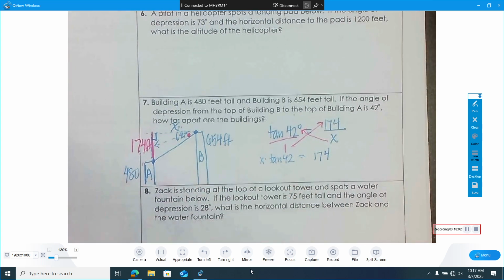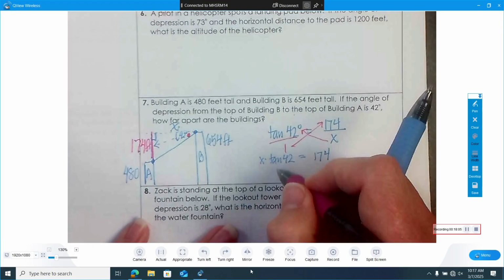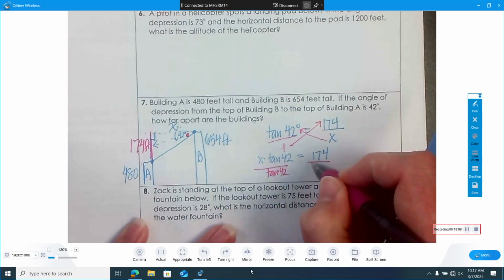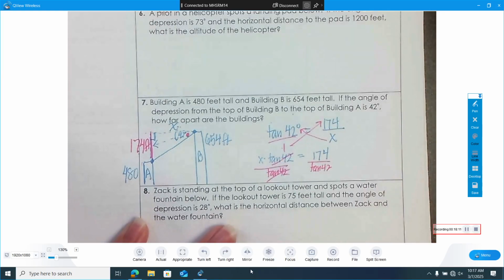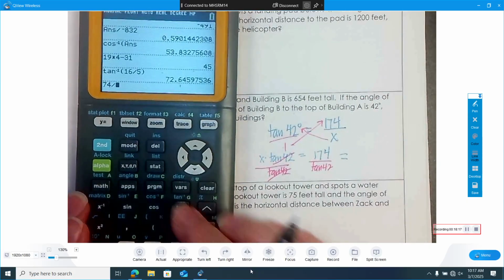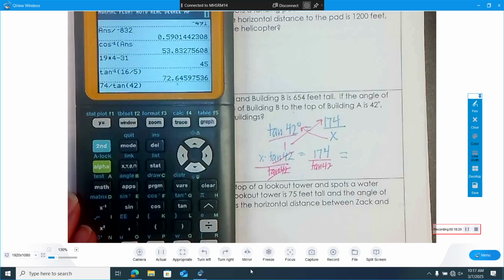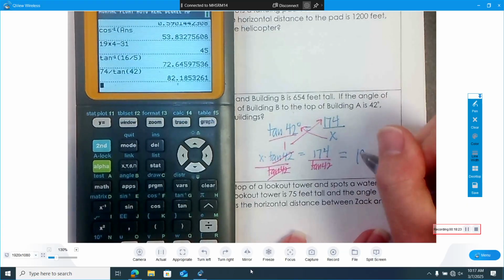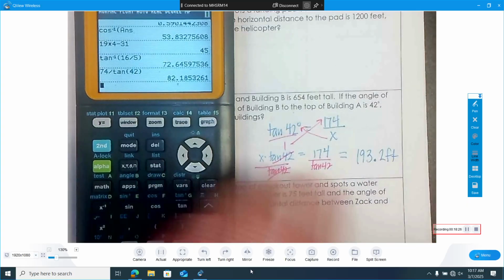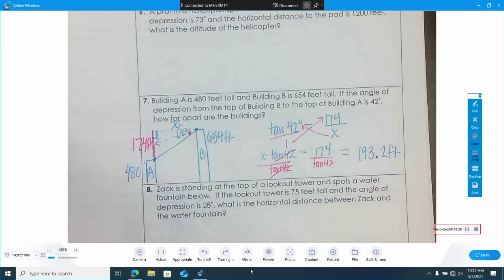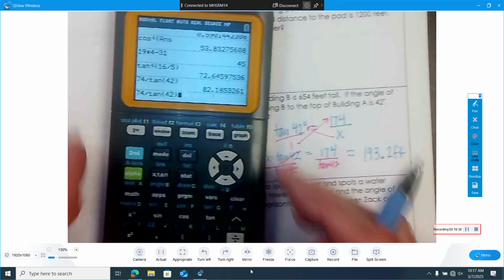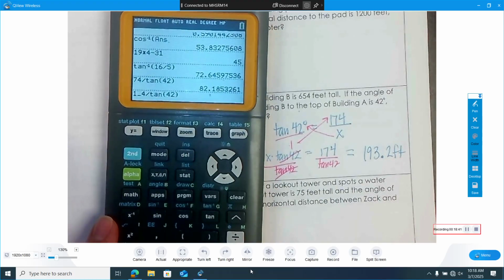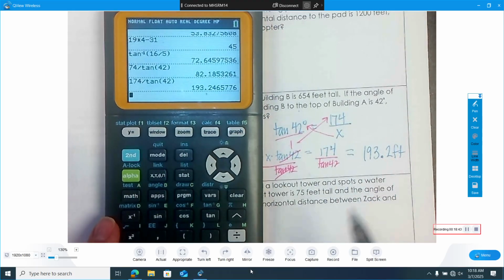And how do you get x by itself? Divide by the tangent of 42. All right, 174 divided by the tangent of 42 is 193.2 feet. Very good. Oh, just kidding. What the heck? Oh, I forgot my 1. Do you see that? I forgot my 1. There we go. 193.2. That's better.